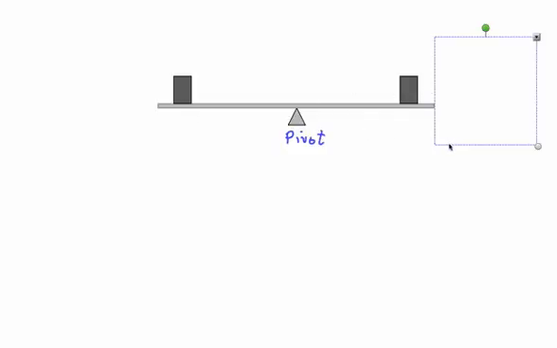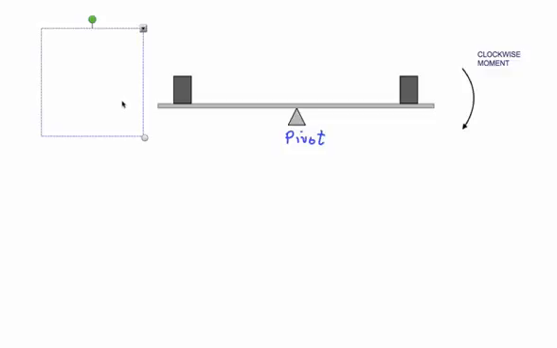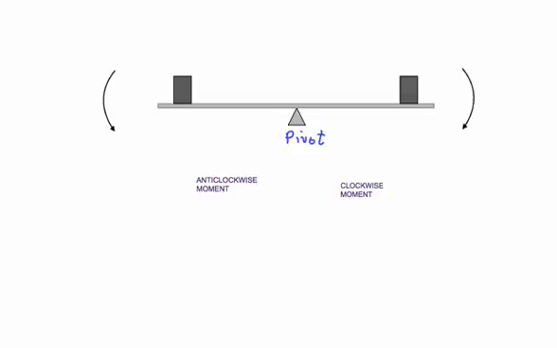Now the two directions are what we call the clockwise moment, so that just means the turning force in the clockwise direction, and on the other side it's the anti-clockwise moment, so it's the turning force on the anti-clockwise side. And for any object that is balanced, these two must be the same. So if the anti-clockwise moment equals the clockwise moment, the object is balanced.